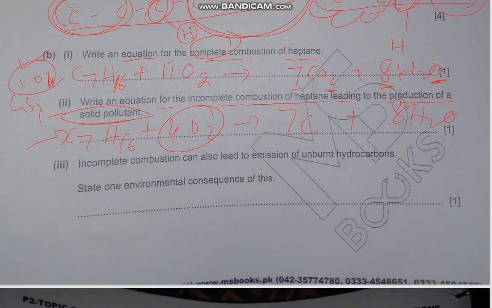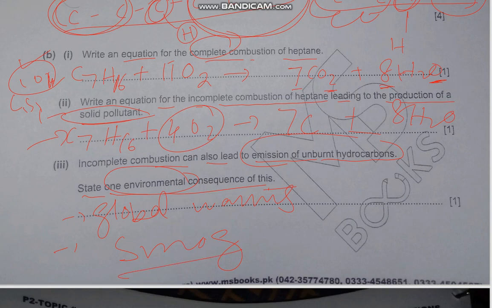So the next is, incomplete combustion can also lead to emission of unburnt hydrocarbons. So many unburnt hydrocarbons are emitted or released. State one environmental consequence. Actually it causes global warming. After that it causes smoke, and it is called global dimming. So these are the effects.